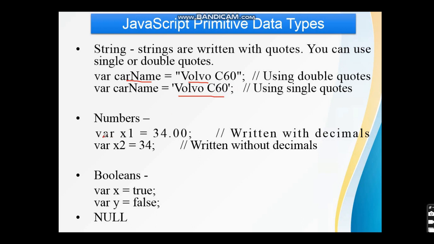Numbers: var x1 is equal to 34.00 written with decimals, var x2 is equal to 34 written without decimals. Okay, booleans: var x is equals to true or var y is equals to false. Null, this is the null primitive data type indicating null values.